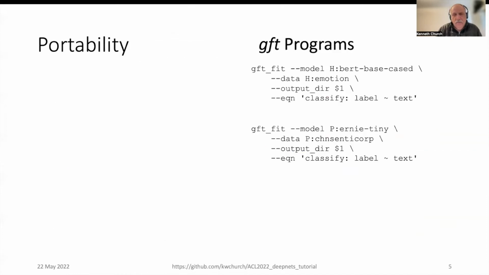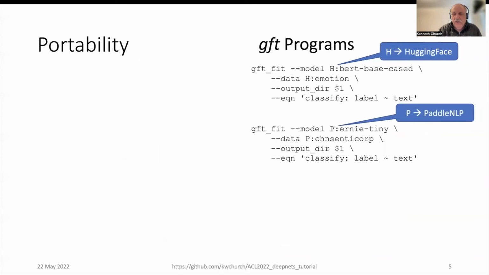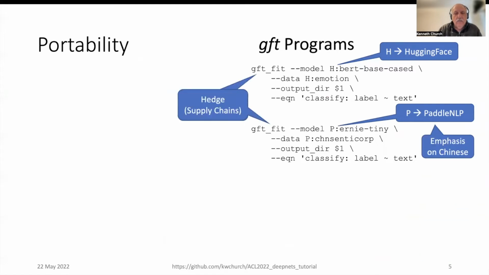Now I want to talk about portability. You can put H there, or you can put P there, and in one case you get one hub, and in another case you get another hub. And why do you need portability across multiple hubs? Well, you'd like to hedge across supply chains given current world realities. But actually, Unix really did very well surviving the test of time because it wasn't tied to any particular company.